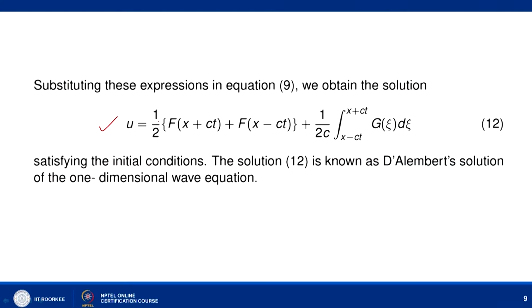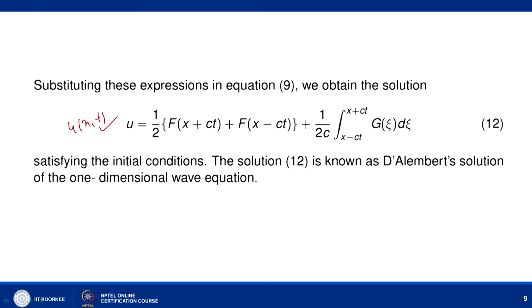And once we have f of x and g of x, we can write down our solution u of x t as follows: u of x t is equal to 1 upon 2 f of x plus ct plus f of x minus ct, plus 1 upon 2c times the integral from x minus ct to x plus ct of g xi d xi. Here u represents u of x t, and f and g are already known because they are given in terms of the initial conditions.